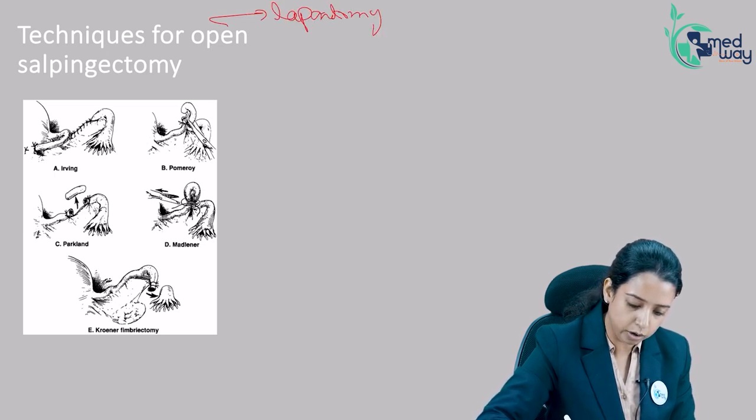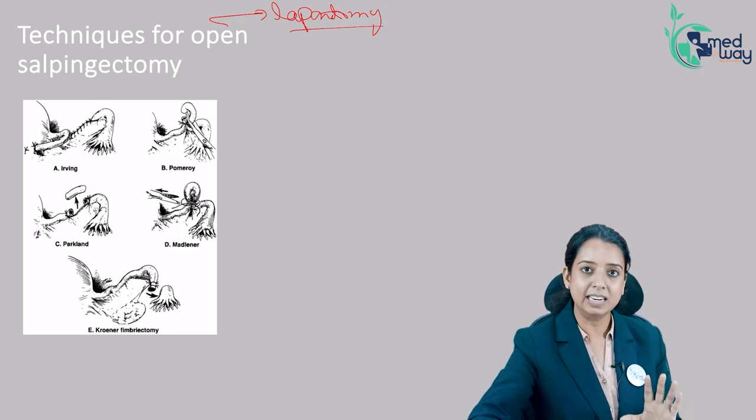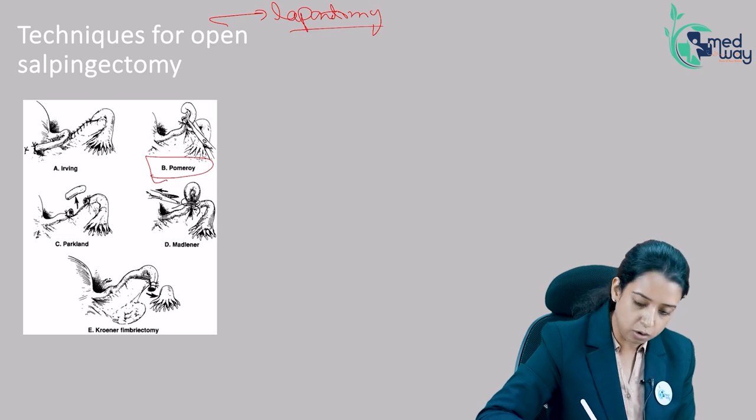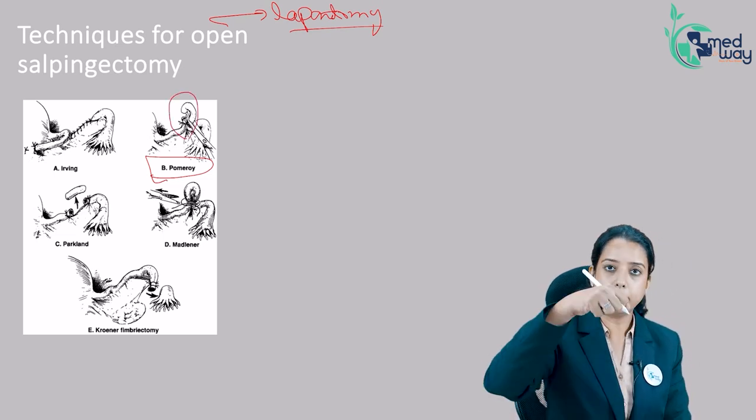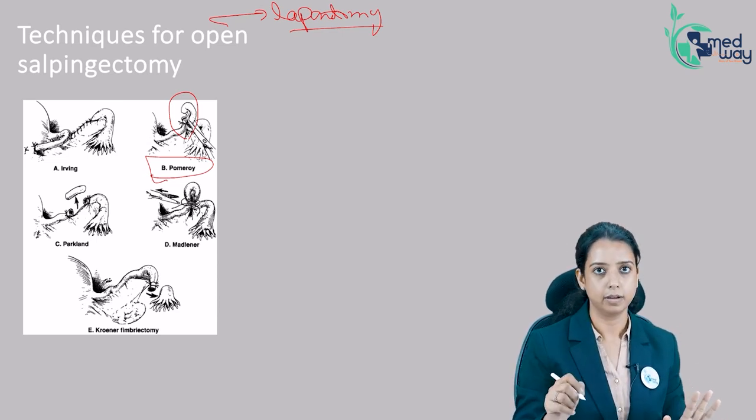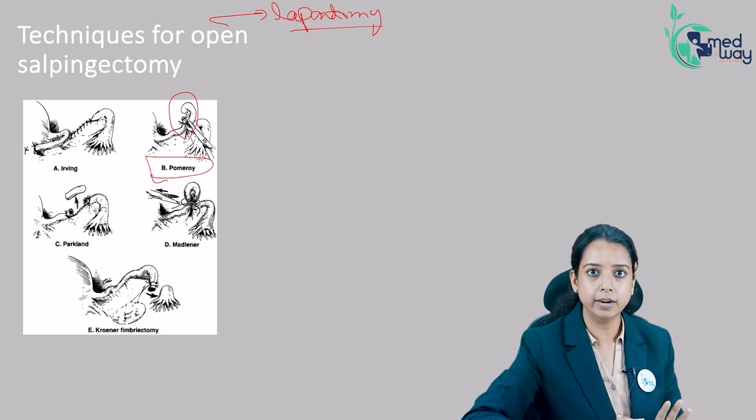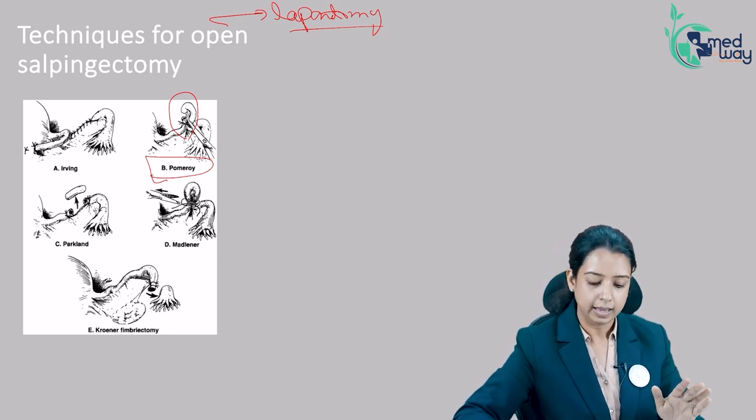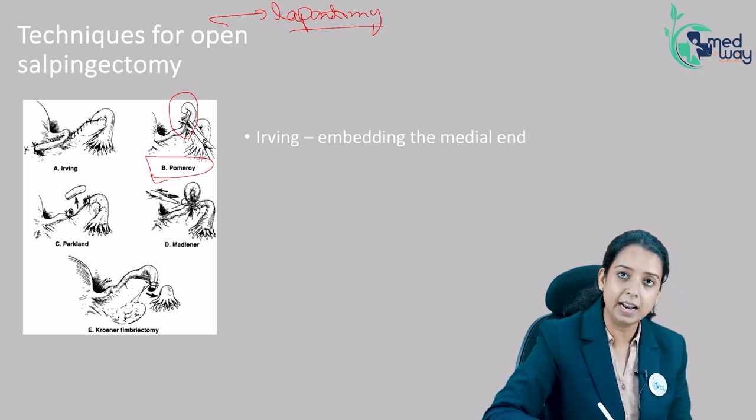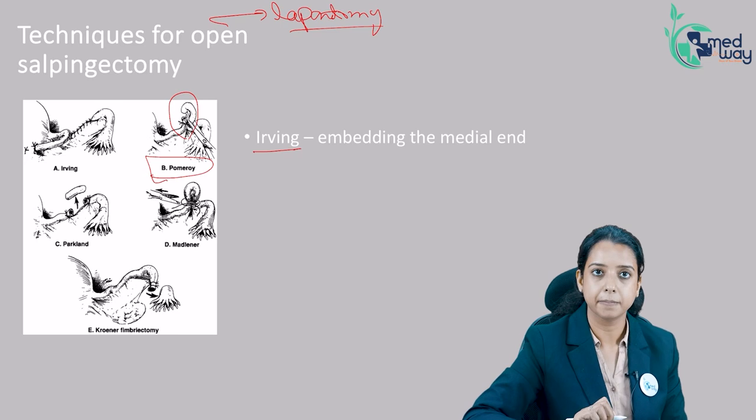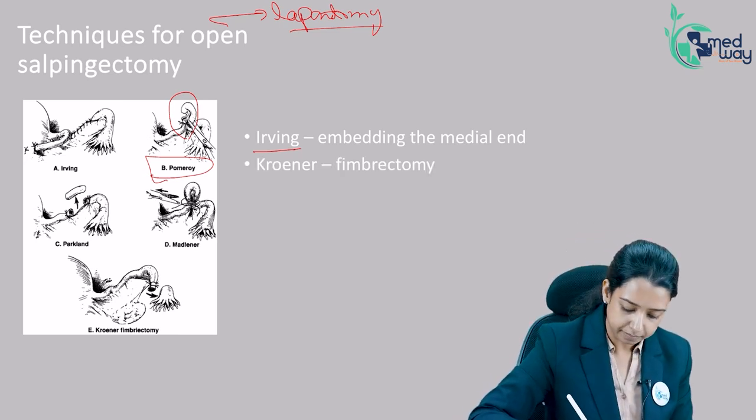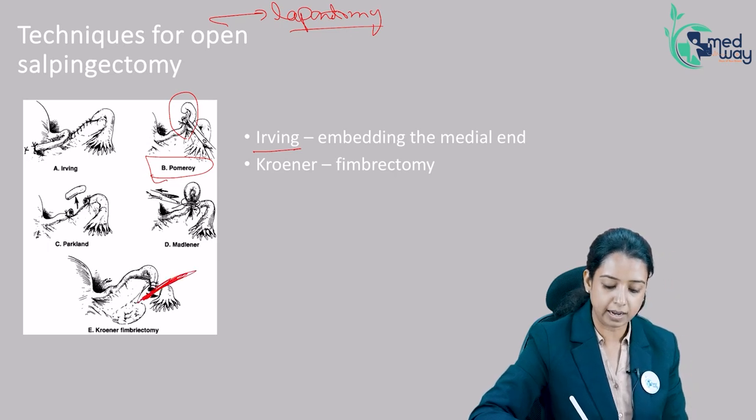While you are doing a cesarean, what all can you do? The most commonly done right now is modified Pomeroy's. Can you see where you have taken a loop, you have picked up a loop, tied it from the base and cut the two ends? That is modified Pomeroy's. But there are other methods which are not done, but theoretically you have to know. Like Irving's. In Irving's, you have just made a cut and embedded the medial end into the uterus. That is the Irving method. Next is Kroner's method, where you are doing the fimbriectomy. Not much preferred, because again it is complete.